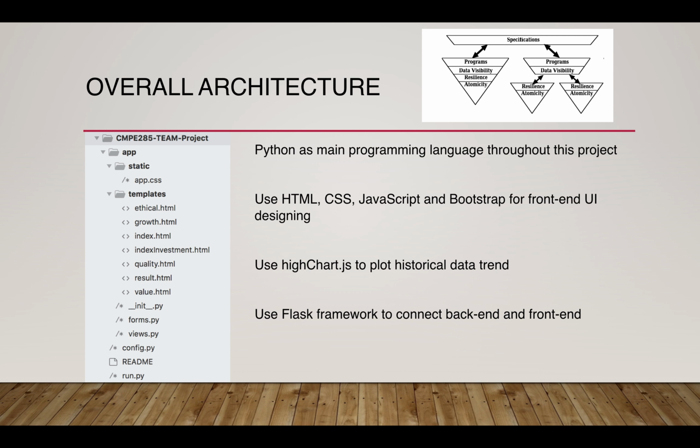Our overall architecture. We use Python 2.7 as the main programming language throughout this project. We use HTML, CSS, JavaScript, and Bootstrap for front-end UI design. We also use Highcharts.js to plot the historical data trend. We use the Flask framework to connect the backend and frontend together and transfer data between them. On the left side, the diagram is our working directory.